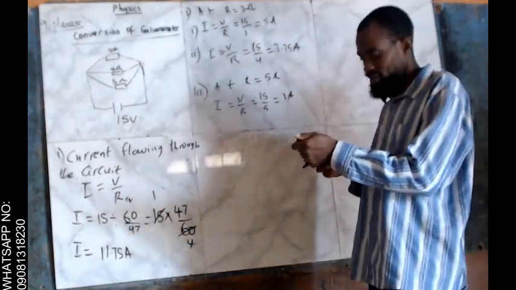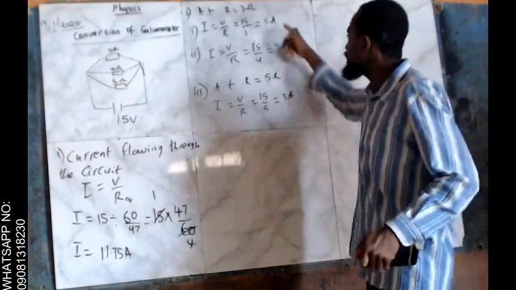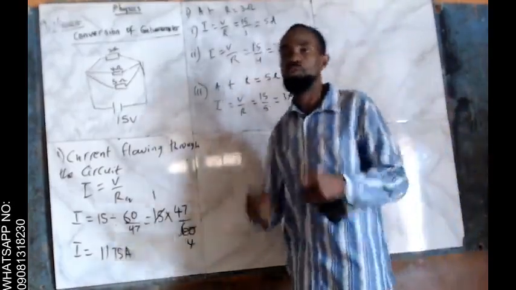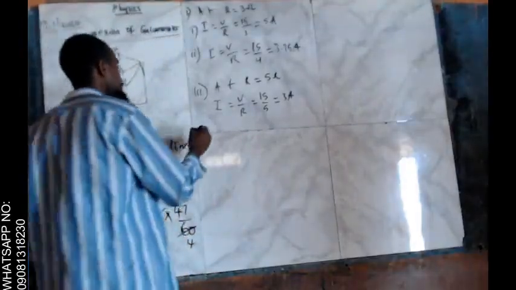Now if you add everything up to check it, 5 plus 3 plus 3.75, you get this total current. So we are on the right path. So that is the current division here, because the total current splits among the resistors. That is the second question that we asked.